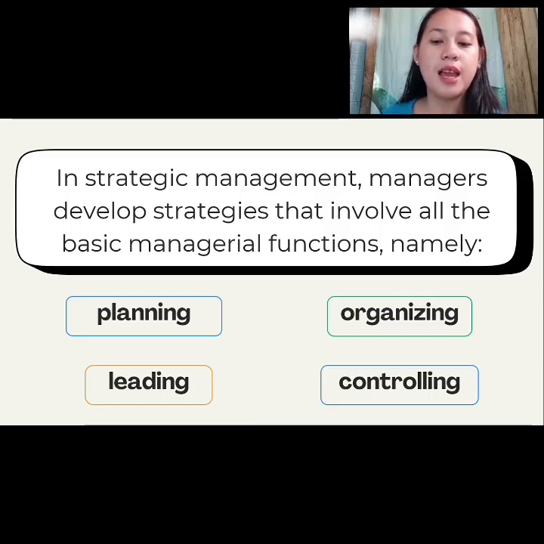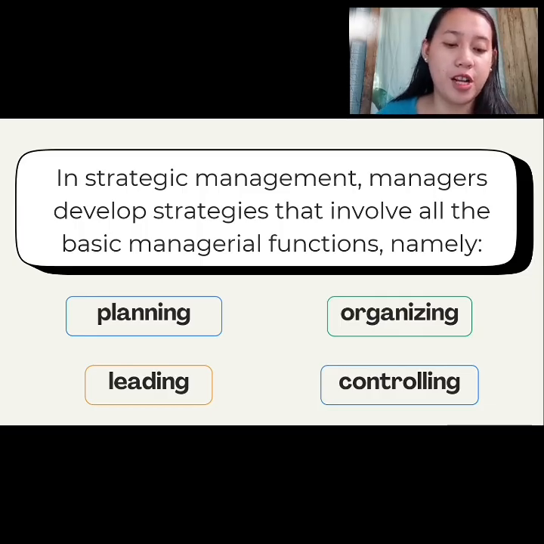So, leading. Leading is the process of influencing, motivating, and directing people to achieve organizational goals. It involves inspiring and motivating teams, communicating vision and strategy, guiding and supporting staff, making key decisions, fostering a positive culture. So, effective leading helps organizations to drive performance, to build engagement, to develop talent, to achieve objectives, and to adapt to change.